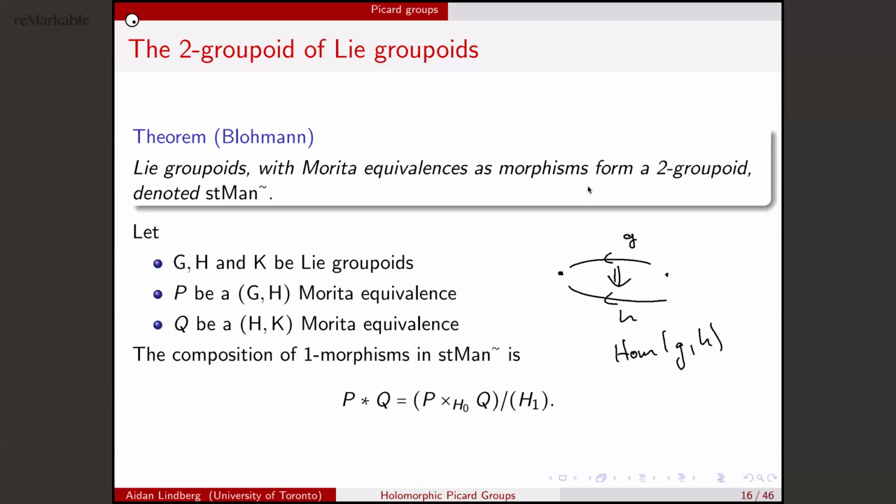of objects. Okay, so what I'm going to tell you now, I've told you what the objects of this thing are. I've told you what the one morphisms are for Morita equivalences. I'm going to tell you, first of all, how to compose morphisms, and then what the two morphisms are. Okay. So let's do composition of one morphisms or Morita equivalences first.